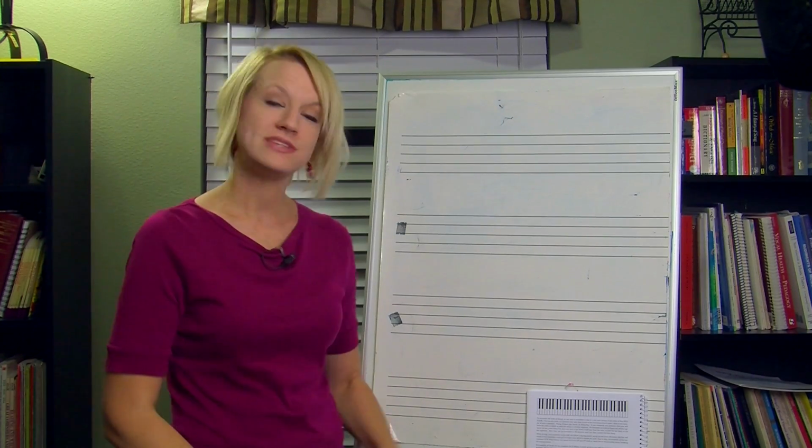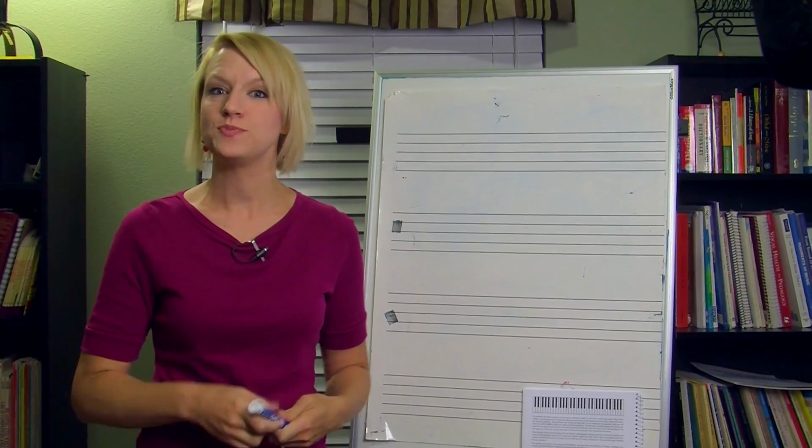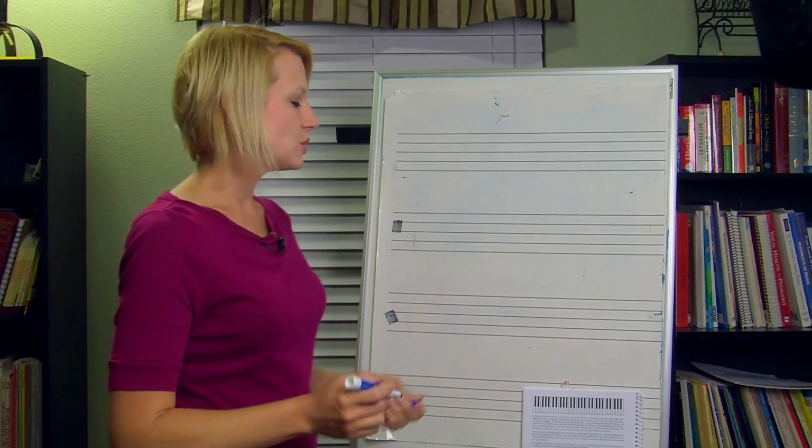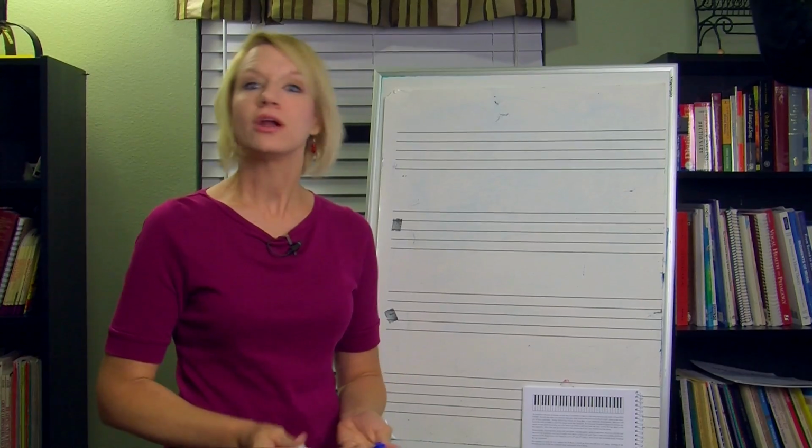The last thing we're going to talk about in this chapter is the circle of fifths. In your textbook on page 70, you actually have a circle of fifths, but I just want to explain to you a little bit about what it is and how it works. The circle of fifths is really just a chart that is there for you and you can memorize it.